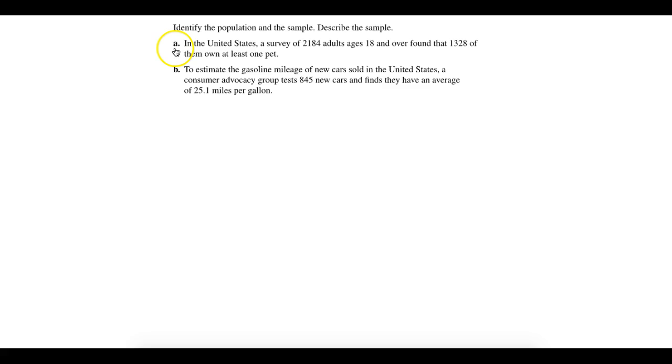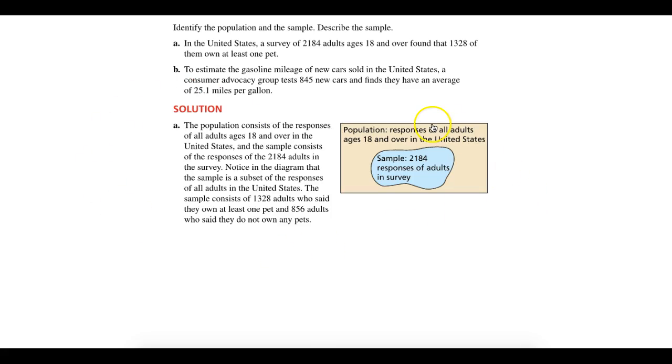So here's the first one. In the United States, a survey of 2,184 adults aged 18 and over found that 1,328 of them own at least one pet. Okay, so let's see what part of those are populations and samples, and also the reasoning why. So in this example here, you see that there's a little diagram that's written out for this. And a lot of times that helps determine which one is the population and which one's the sample, because the sample is a subset of the population, so the sample would fall within the population group.